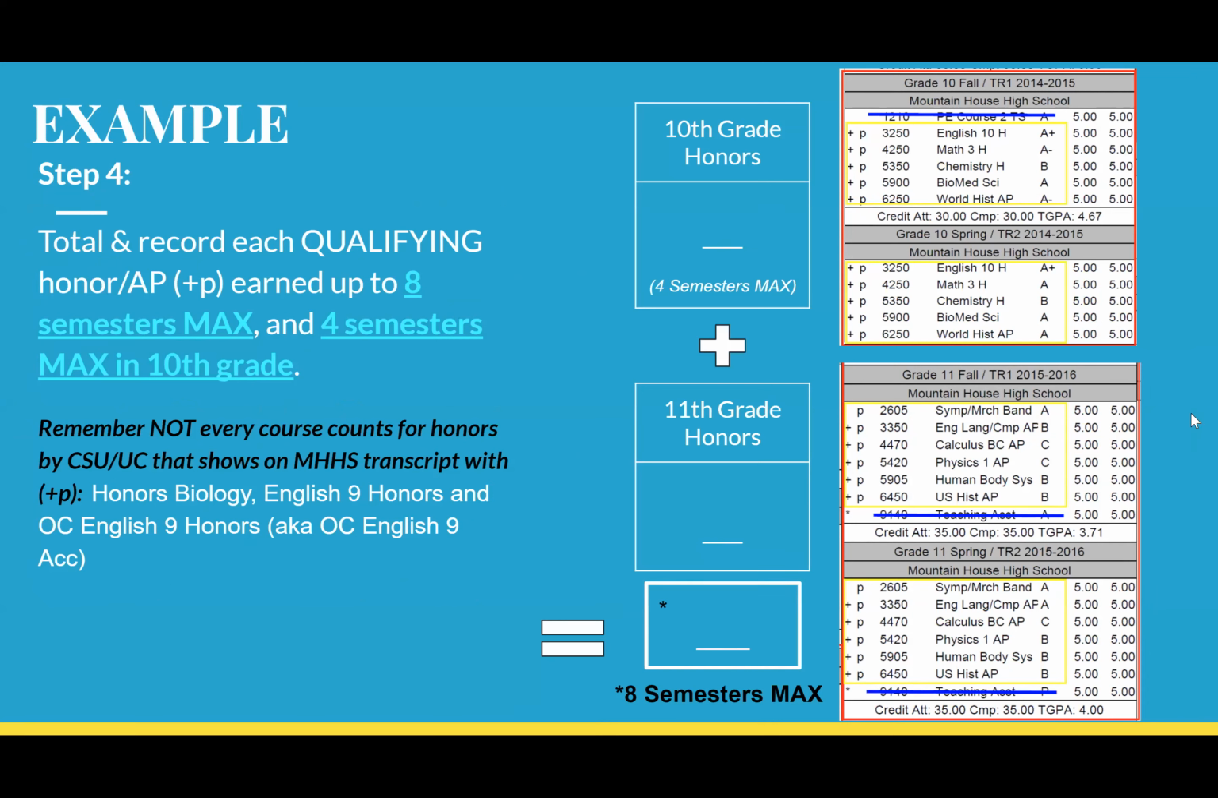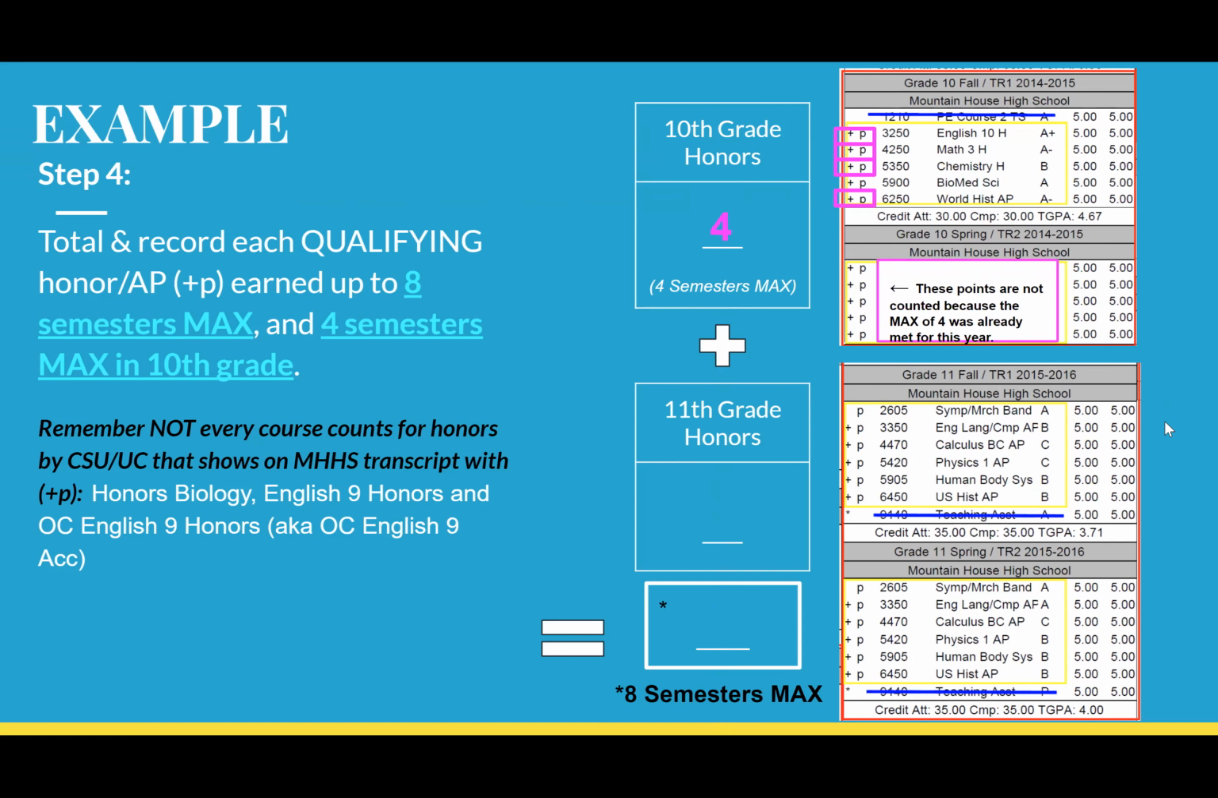So for most UCs and CSUs, with the exception that I mentioned earlier, there is a maximum number of honors credits per year. Like this student, for example, has 1, 2, 3, 4, 5, 6, 7, 8 AP courses in the fall of their 10th grade. However, because you can only count 4 points from this year, we don't even look at the rest of them. Okay.